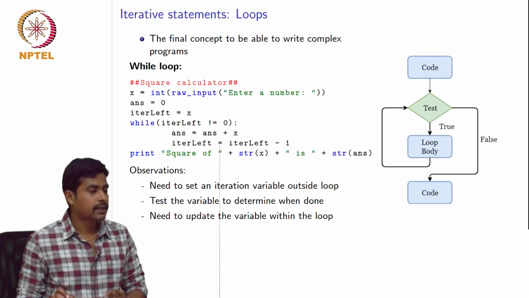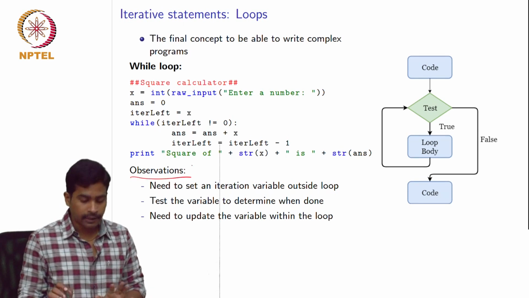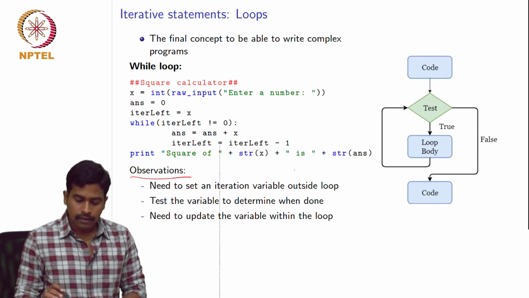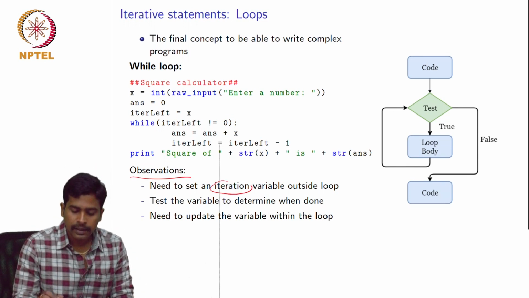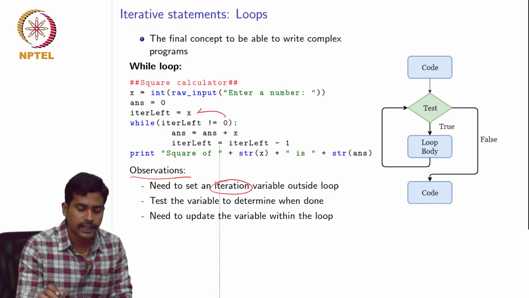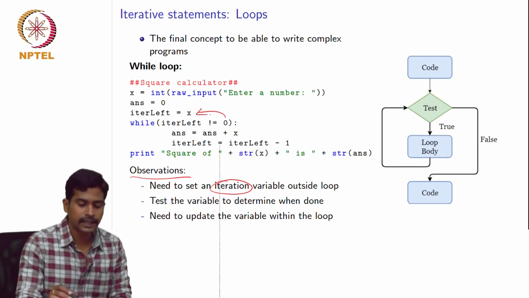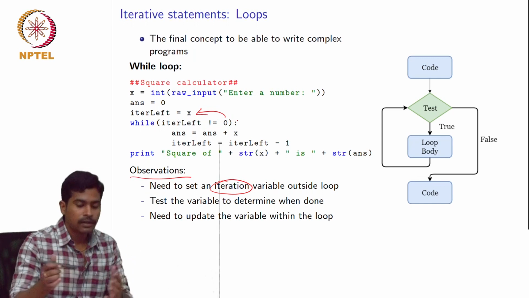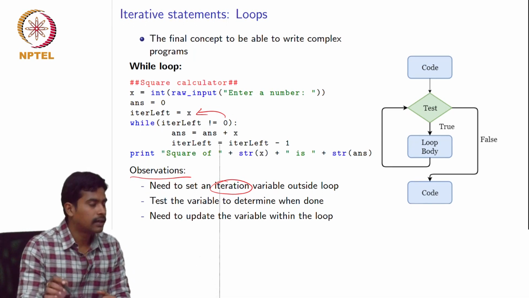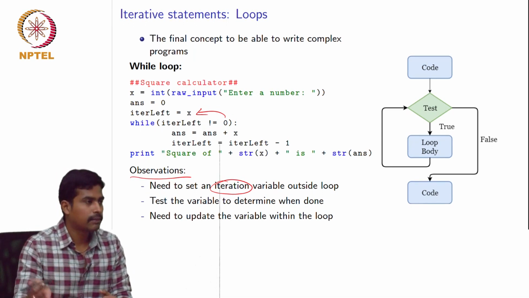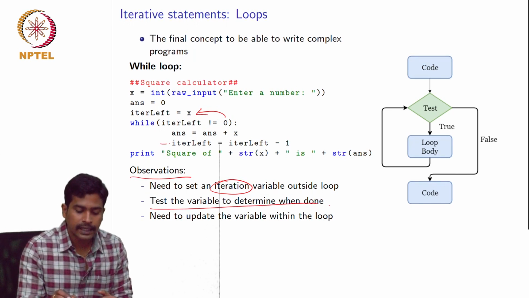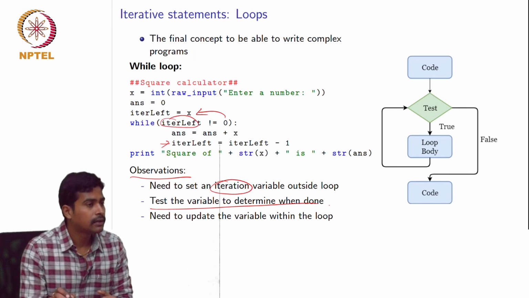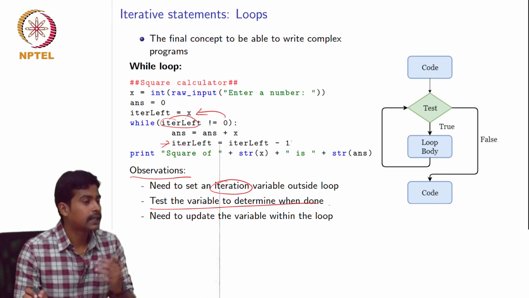And these are the observations I want you to make at this point. For an iteration to work, you always have to set the number of iterations outside the while loop. You cannot set this variable inside. In order for this to work, it should already have been declared before the while loop. Another thing is the test variable should be decremented. Here this is the test variable. We are testing the while loop based on this variable, and this should be decremented inside the while loop.